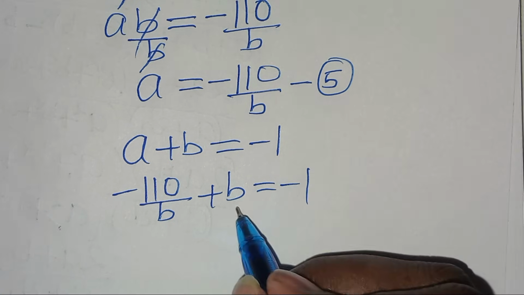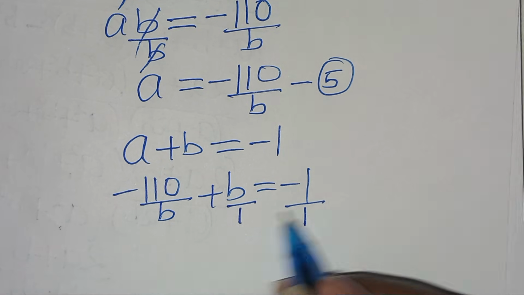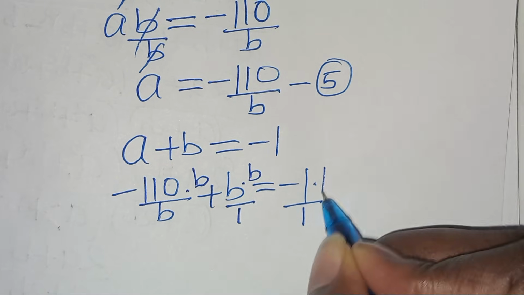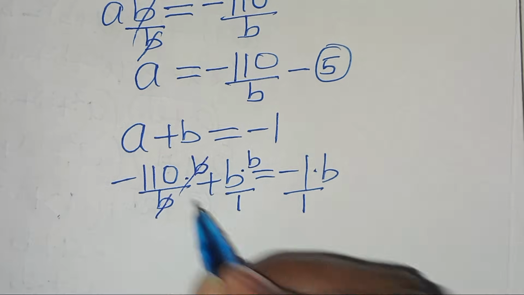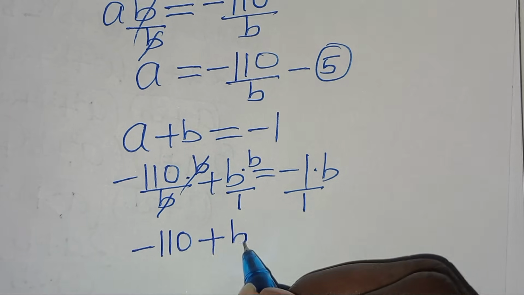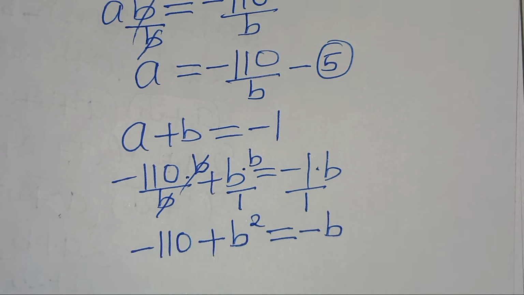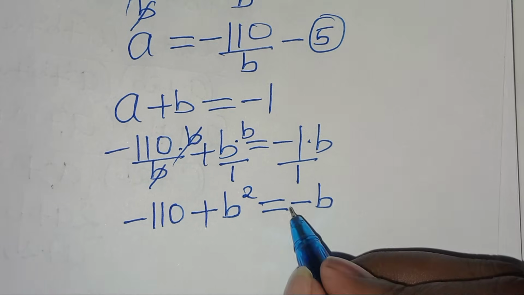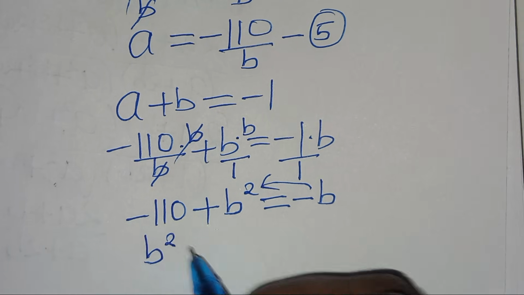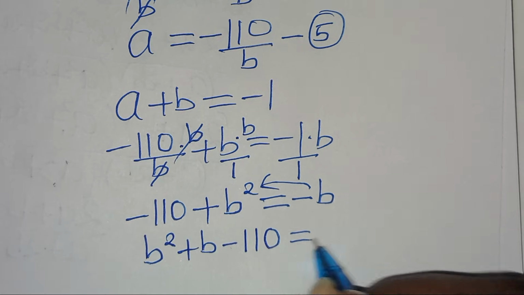Now, we have that b is a whole number and minus 1 is a whole number as well. So the LCM here is b. Let's multiply everything here by b, so that now we have minus 110, then plus b times b. This is b squared. Then this is equal to minus b. The next step is to take minus b to the left hand side, so that now we have b squared plus b minus 110, which is equal to 0.